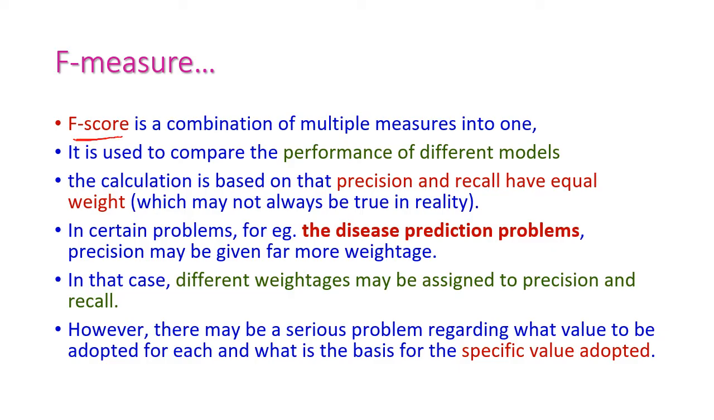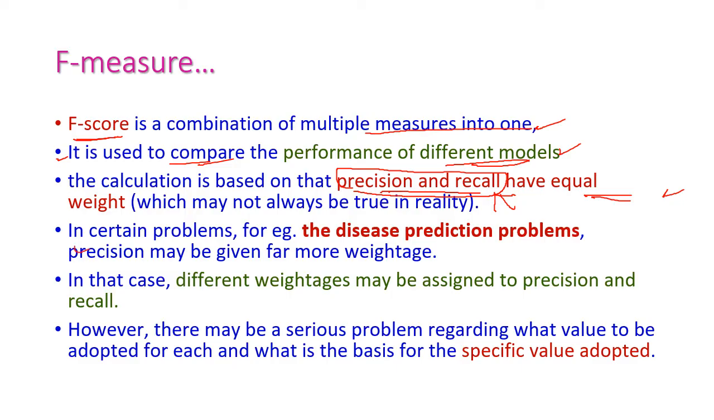Here the F score is a combination of multiple measures into one. For example, the combination of precision and recall, right? The F score is used to compare the performance of different models. For example, by using the precision and recall, we can compute the F score value, that is the F measure, isn't it?